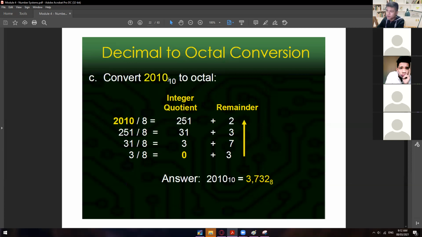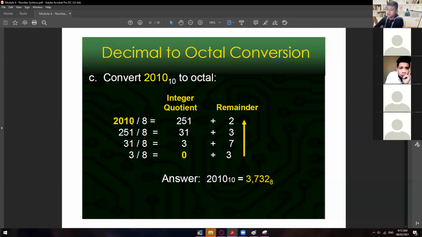All right. So we have here 2010 base 10 to octal. Since it is asking us to convert this one to octal, you have to divide it by 8. Again, whatever is the conversion that is being asked, that will serve as your divisor. 2010 divided by 8, you'll get 251, remainder 2. 251 divided by 8, you will get 31, remainder 3. 31 divided by 8, you will get 3, remainder 7. 3 divided by 8 cannot be, so that's the time that you will stop. Put here 0, and whatever is the remainder, just copy it. Then read the remainder part from bottom to top.